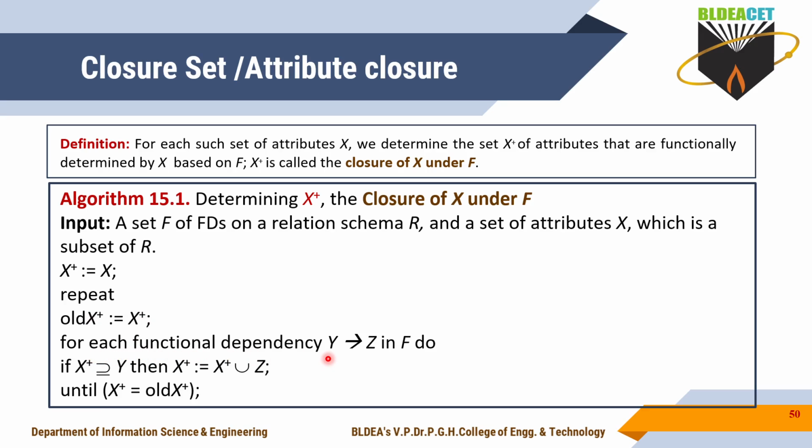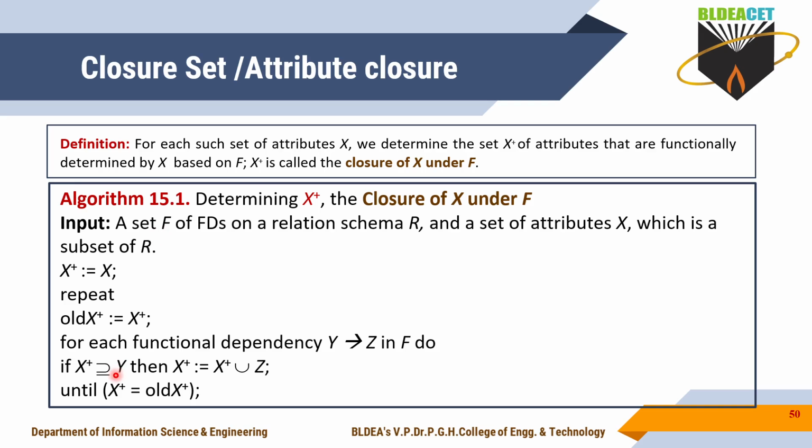For each functional dependency Y determines Z in F, F is a set of functional dependencies, and Y determines Z is one functional dependency. If this Y is a subset of this closure set X plus, then what is the procedure you have to do now? You add that Z to this closure set here. Like this you will combine all the attributes that are available in the set F.